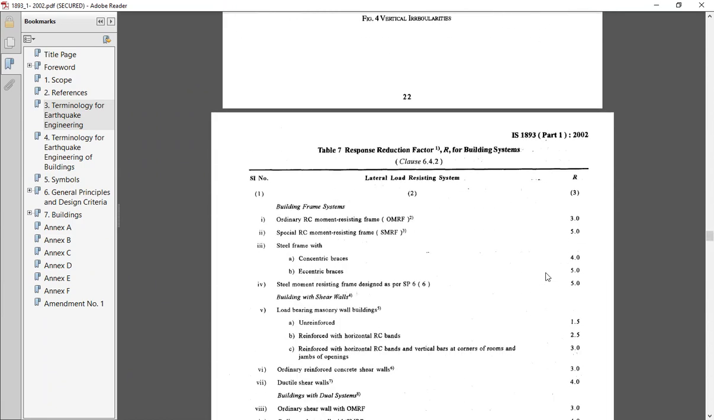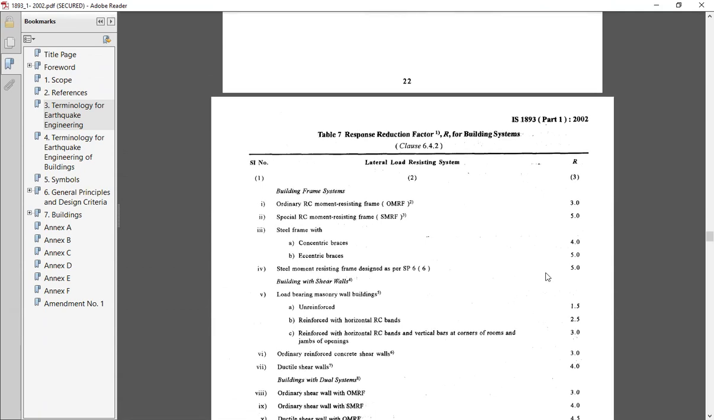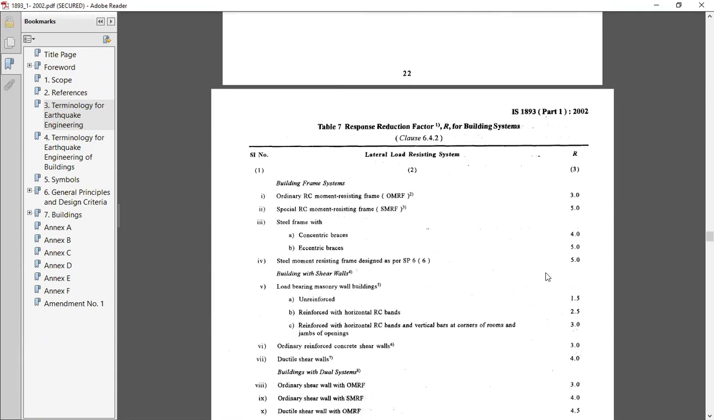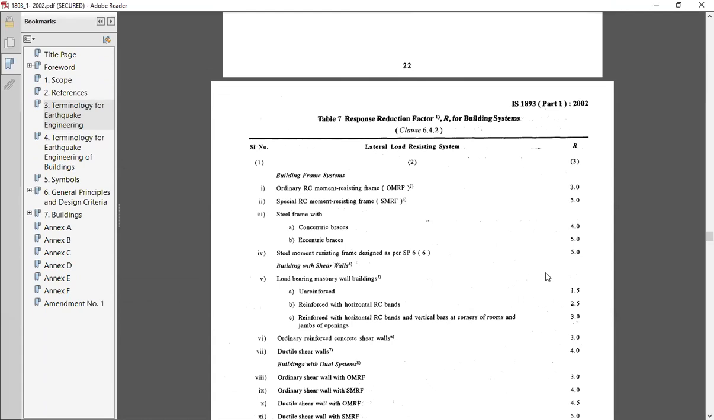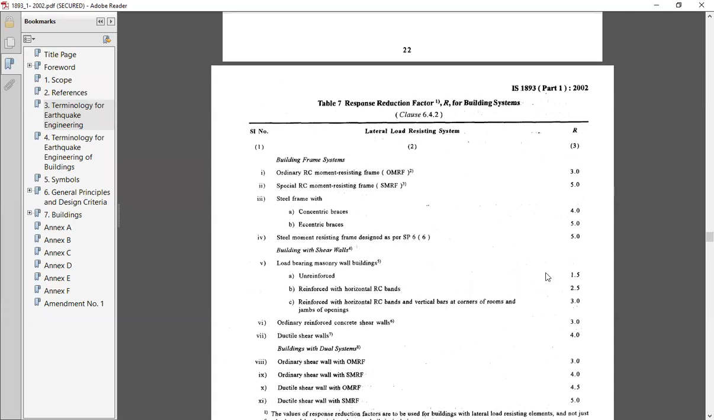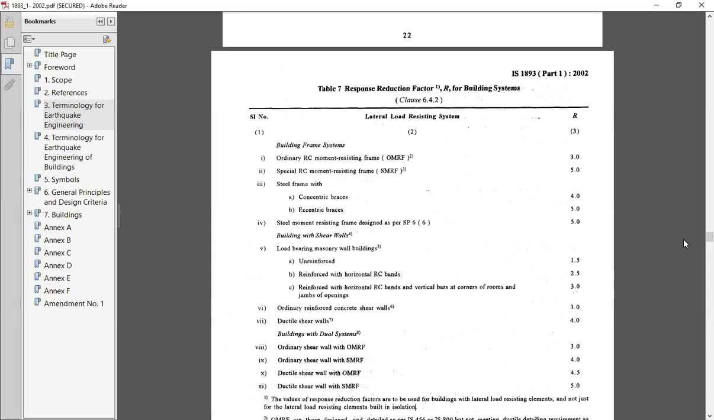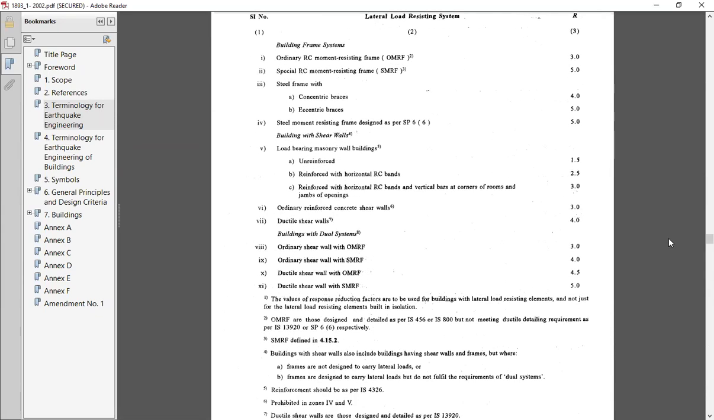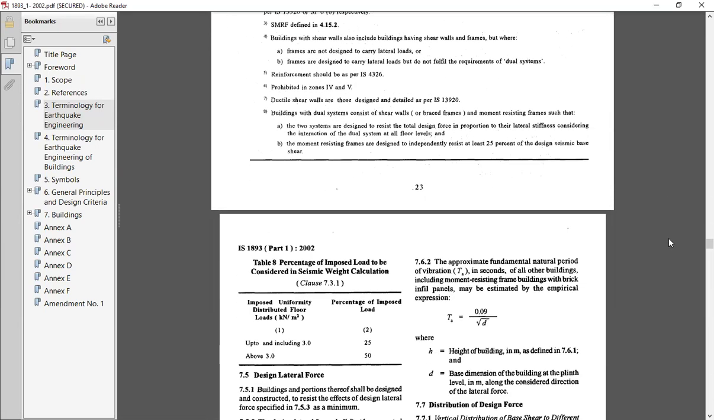Okay, so now let us see. And then table number 7 is important, the response reduction factor. So in the question, it will be given to you the type of the structure, whether it is an ordinary moment resisting frame or a special moment resisting frame. On the basis of that, you have to select the response reduction factor. For ordinary moment resisting frame, the response reduction factor is 3. For special moment resisting frame, it is 5. Okay, and so on. You can check the values from this table number 7.